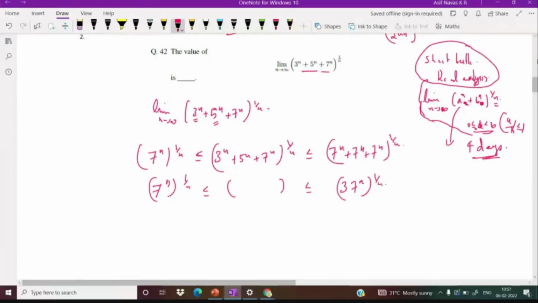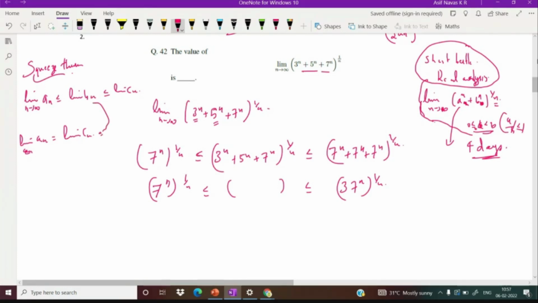Now we know the Squeeze theorem. You may study this theorem, because I am not explaining it since you have already prepared all those things. You have to know the theorem because you are going to write the exam. The theorem says: if a_n is less than or equal to b_n, which is less than or equal to c_n, and limit a_n is equal to limit c_n, then definitely that must be equal to limit b_n.